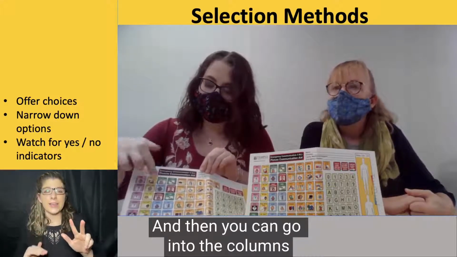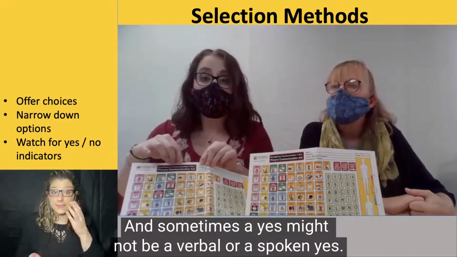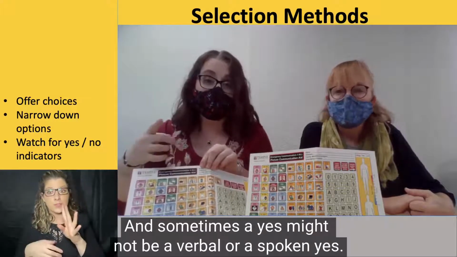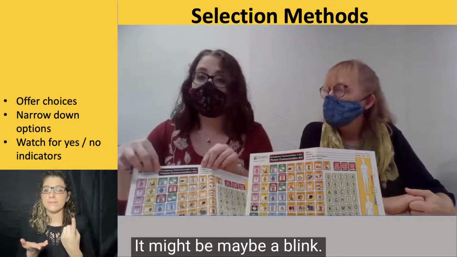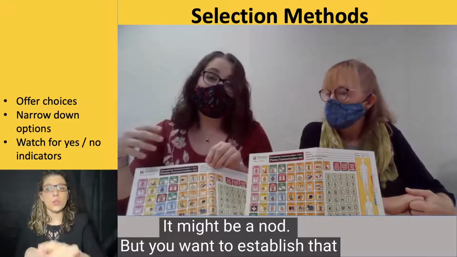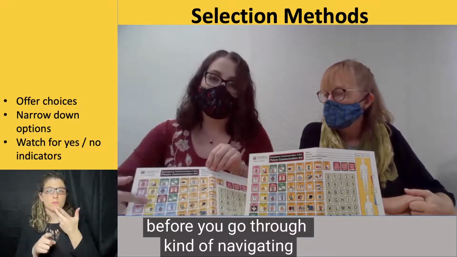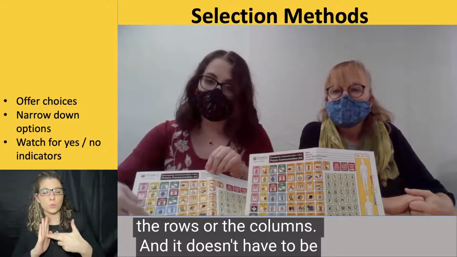And then you can go into the columns to help try to find that word. And sometimes a yes might not be a verbal or a spoken yes. It might be maybe a blink. It might be a nod. But you want to establish that with the person that you're speaking to before you go through navigating the rows or the columns.